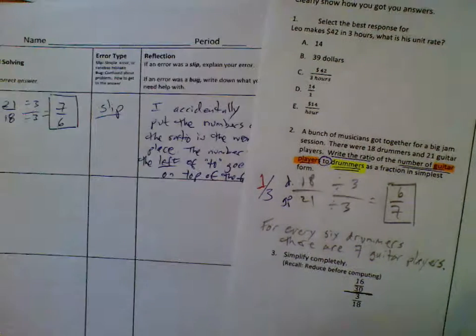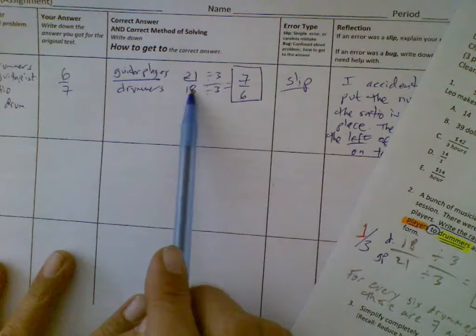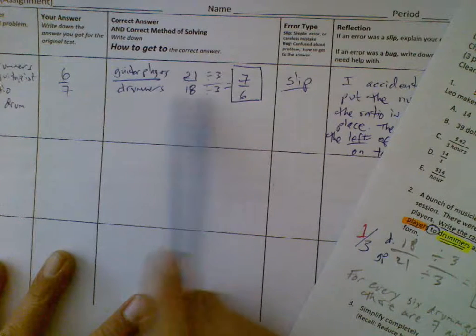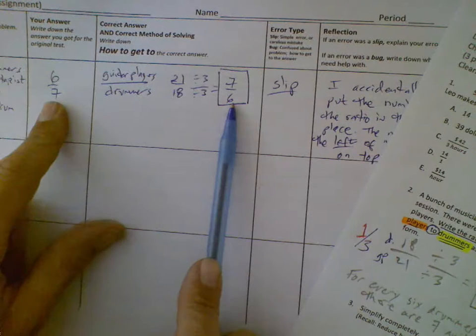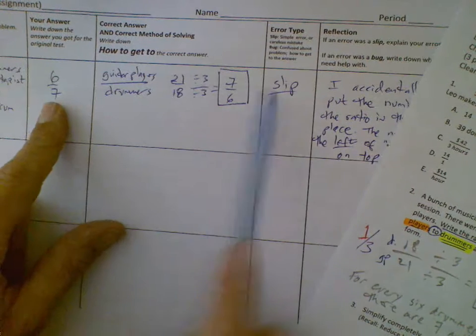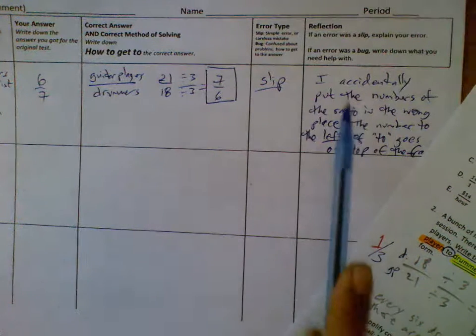So, this error log, which we did here, so this person right here, they would earn back points. Why? Because they did the problem correctly. They set it up, they showed the work, and they've got a new answer, which is different from the original answer. They identified the type of error, and they put some kind of explanation for what went wrong.